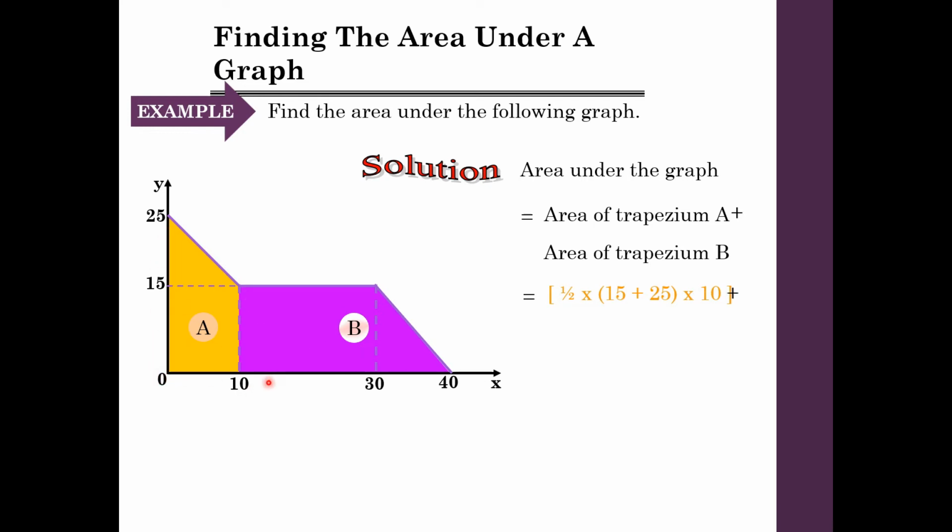10, and for the second trapezium we have 1 over 2 times the parallel lines here, which is 20, plus the bottom line here, which is 30, times the height here, which is 15. Okay, so when we calculate this, we get 200 plus 375, and we'll be given the answer 575 units squared, which is the same as the previous example.